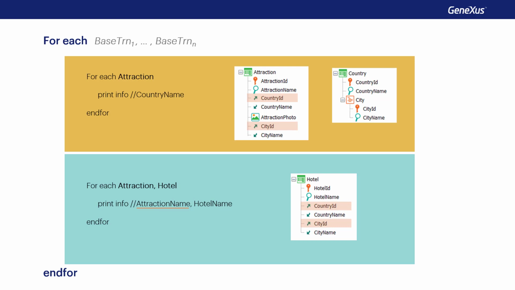It'll be listed several times, but the hotel will change every time, from those of the same country and city. If they didn't have this relationship, for example, if the hotels didn't have a country and city, each attraction would be listed with each hotel in the table. Therefore, a Cartesian product will be made.